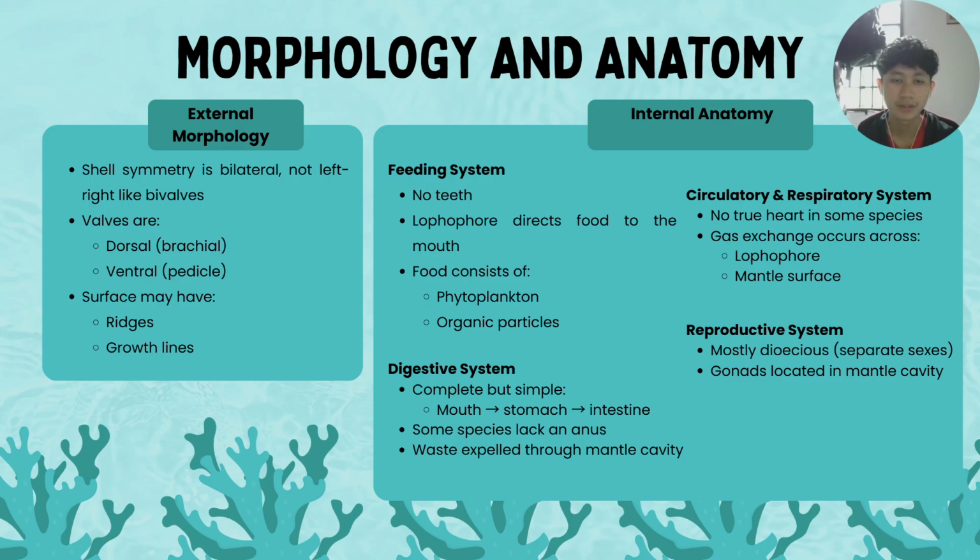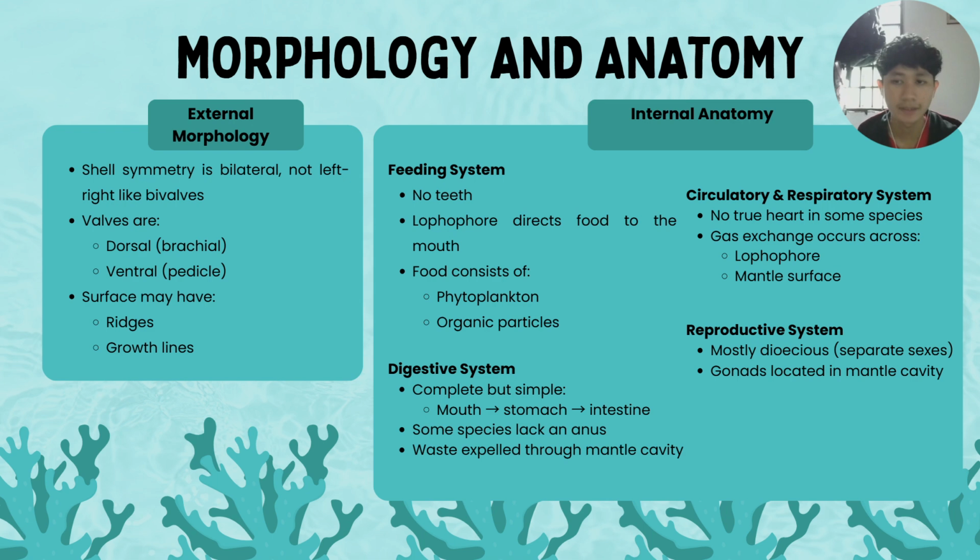So the second one is the digestive system, complete but simple, from mouth to stomach and to intestine. Second, some species lack an anus. And last but not least, waste is expelled through the mantle cavity.